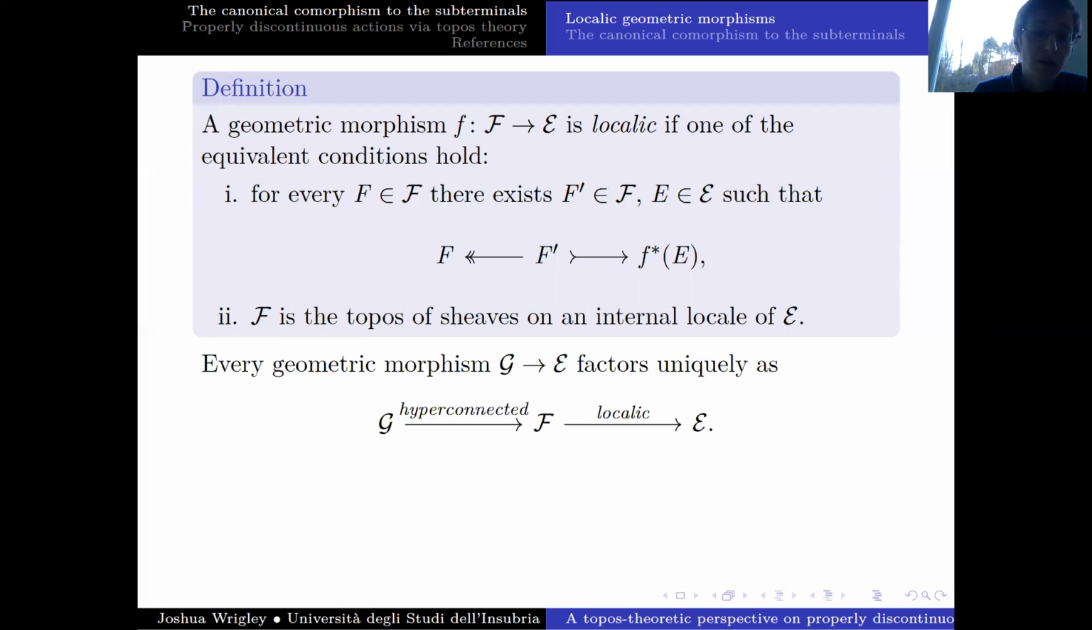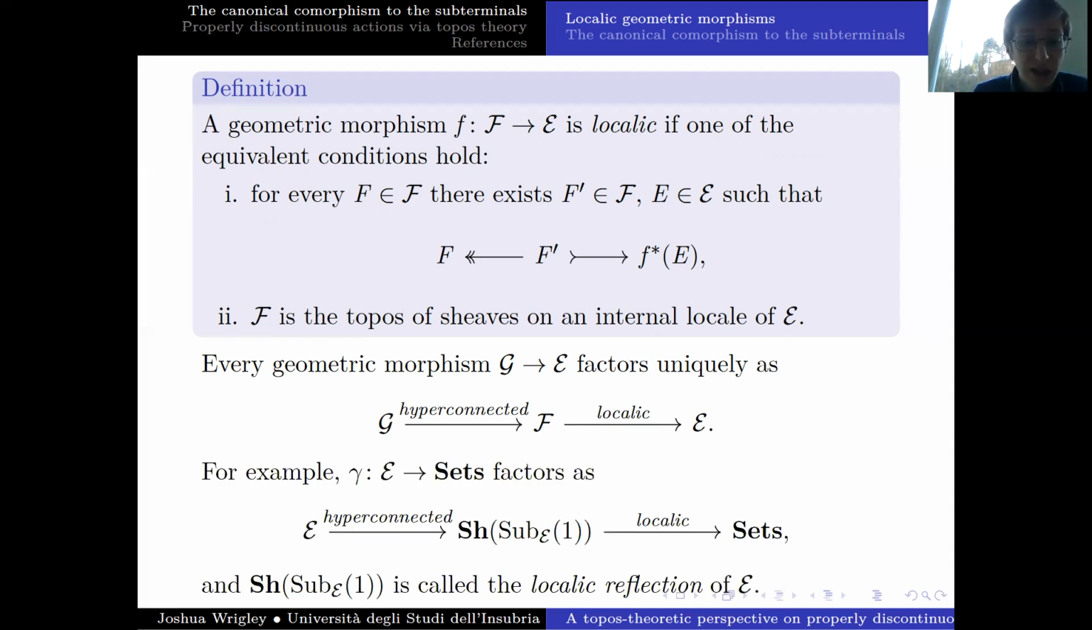Now, localic geometric morphisms behave very well with hyperconnected geometric morphisms in that they form an orthogonal factorization system. That is, every geometric morphism factors uniquely in this way. In particular, if we take the unique geometric morphism from a topos to the topos of sets, then it factors as a hyperconnected part into a localic topos. And that localic topos is given by the sheaves on the frame of subterminals.